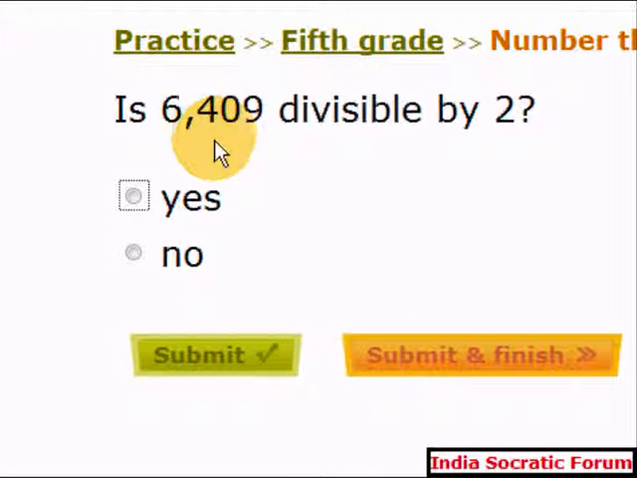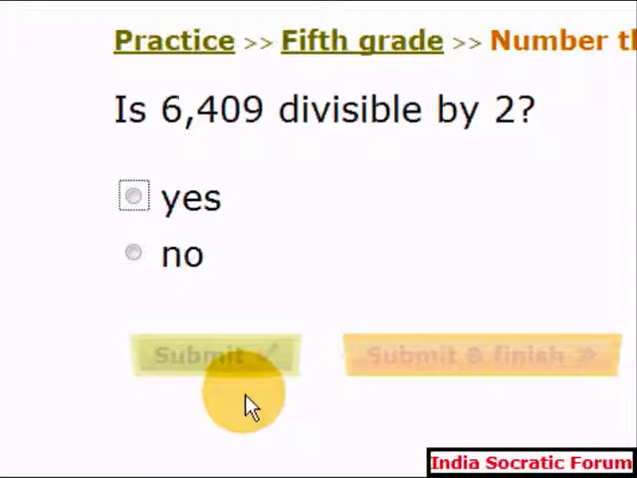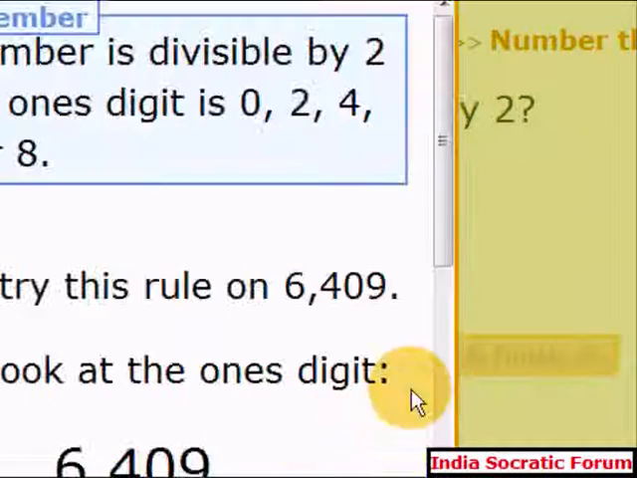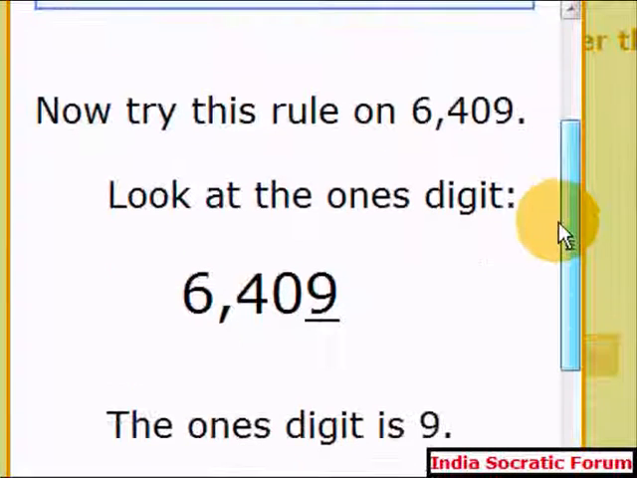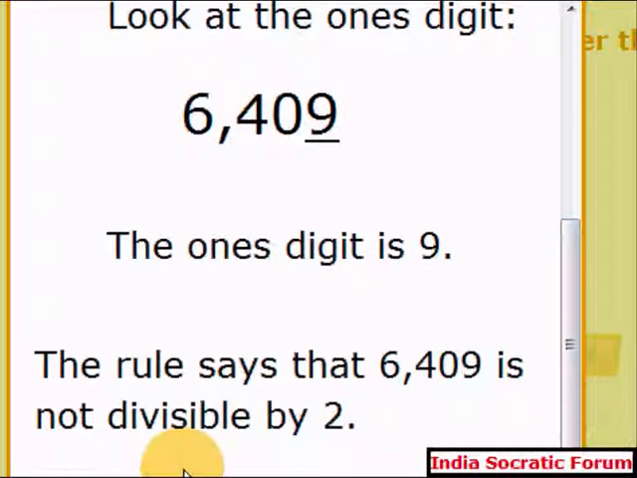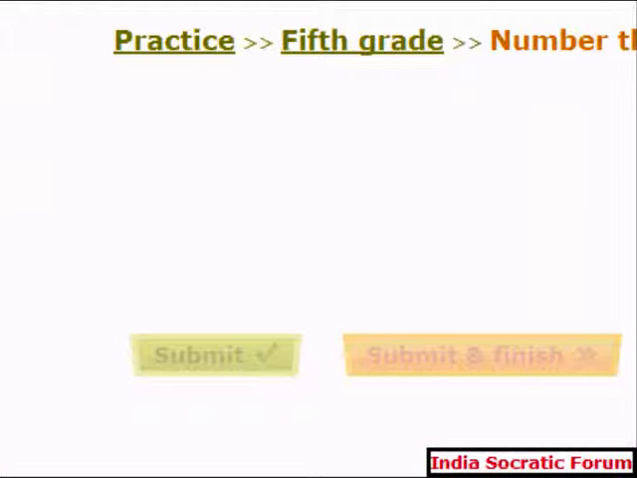Is 6409 divisible by 2? Pause the video and find the answer. The answer is no. Do you know why? A number is divisible by 2 if its ones digit is 0, 2, 4, 6 or 8. Apply this rule. The ones digit is 9. The rule says that 6,409 is not divisible by 2.